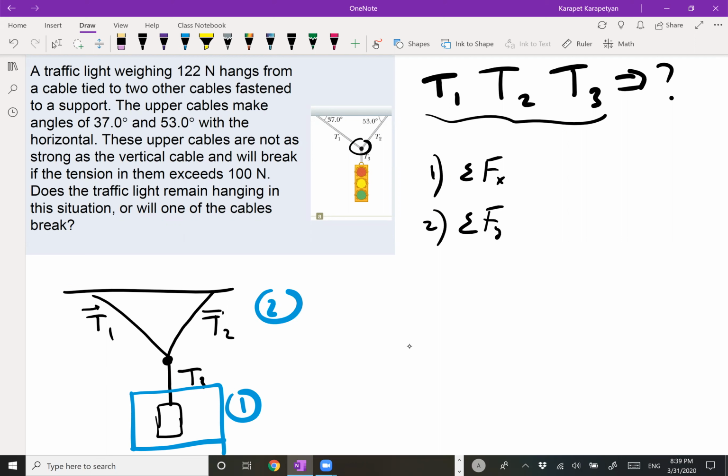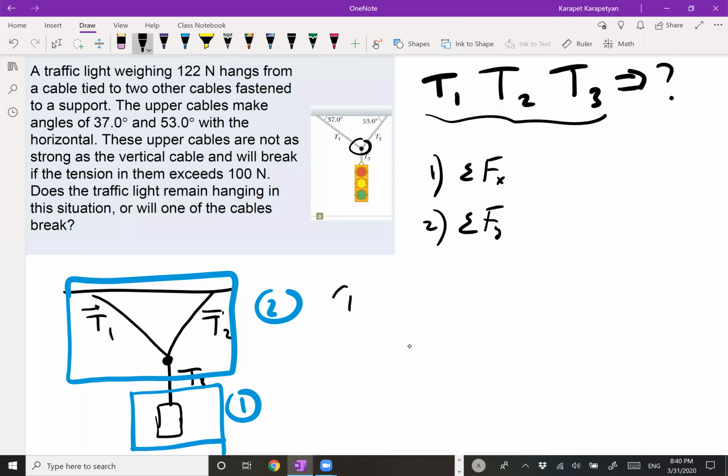So here's my system 2. Every time you break a problem down into two systems, you always want to make sure that at least one force connects those two systems. In this case, you can see tension 3 is in both systems. The reason we do this is that I can use system 1 to solve for one of the unknowns, and you want to make system 1 very simple, with maybe only one unknown. Then you go back to system 2, and now that you solved for tension 3, you only have tension 1 and tension 2 as unknowns. So that's the rough idea.